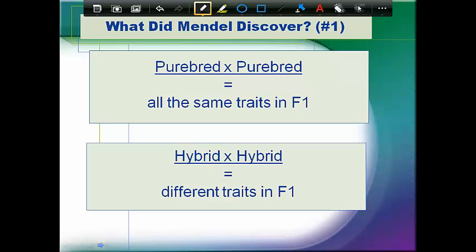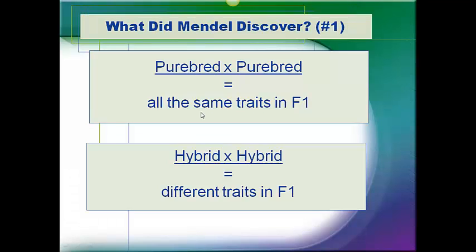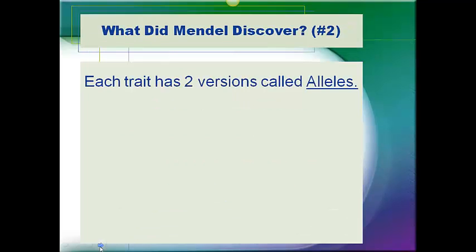So the fact that they came up with different traits in his pea plants, things that looked different from the parents, was very surprising. It wasn't like the parents, it wasn't in between the parents, it was completely different from the parents. So this surprised Mendel. Based on what he found, he made a couple of hypotheses that he thought would explain why things were happening the way they were.